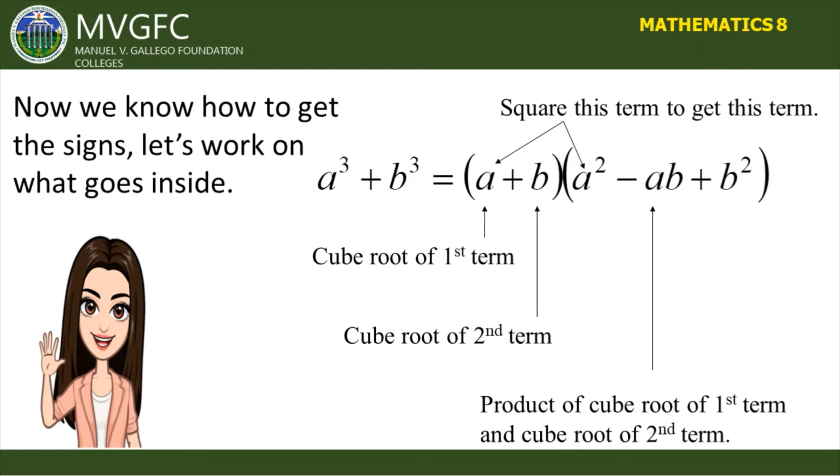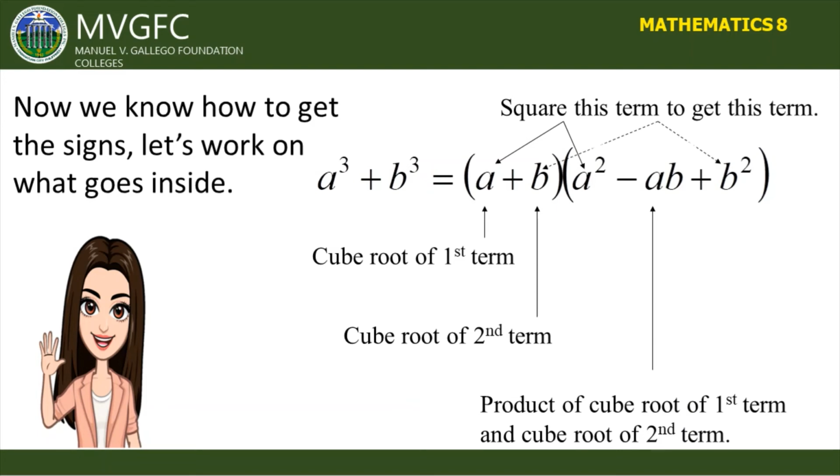Next is, for us to know the second term in the trinomial, you need to use the product of the cube root of the first term and the cube root of the second term. So, we are looking at this, the product of a and b in the binomial. Meaning to say, when we're talking about the product, we need to multiply. So, a times b, that is ab. So, we have here ab.